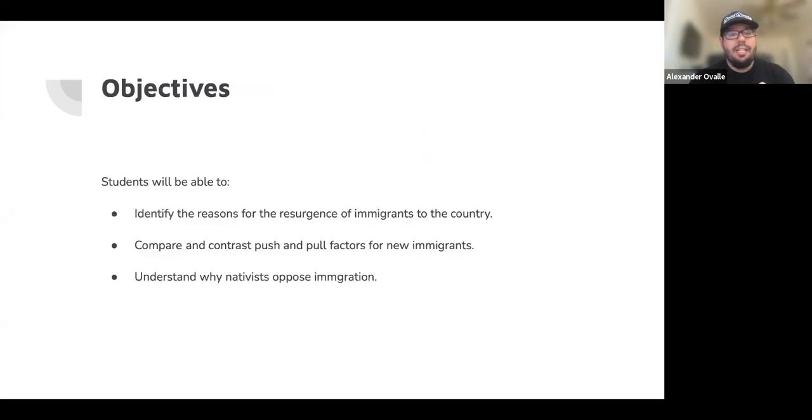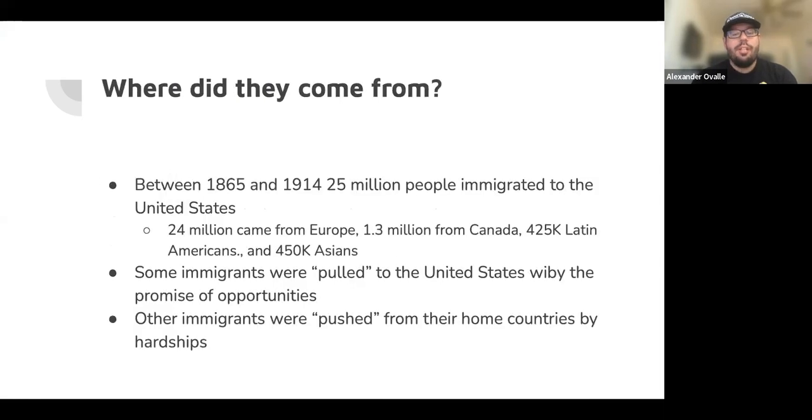Objectives: you'll be able to identify the reasons for the resurgence of immigrants to the country, compare and contrast push and pull factors for new immigrants, and understand why nativists oppose immigration. All right, so where do they come from?